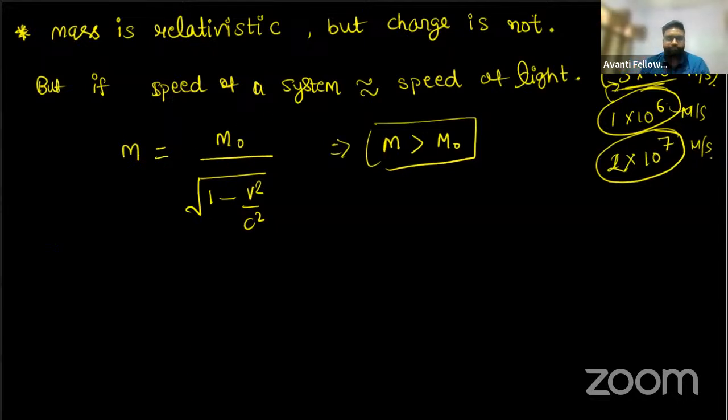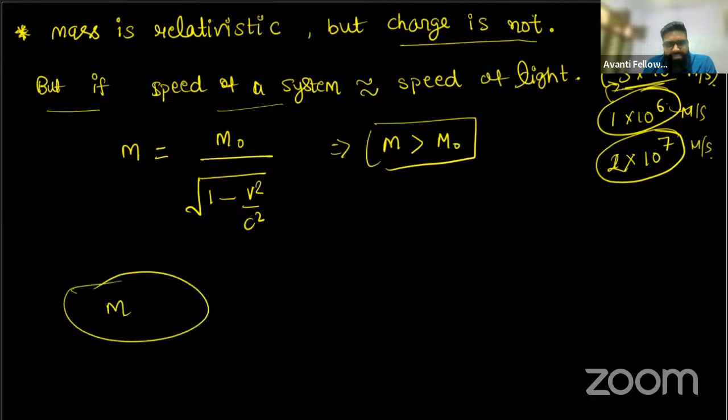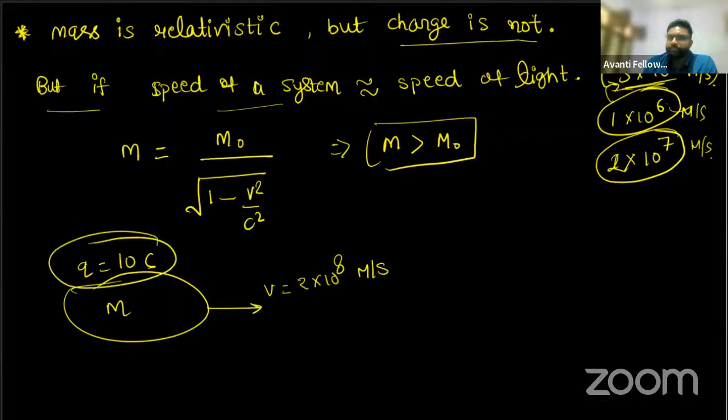Okay? But only mass is showing this property. Suppose that particular system, which is having a mass m, moving with a speed of 2 into 10 raised to the power 8 meter per second, has a charge of 10 coulomb. So this charge will remain same. This charge will not be affected by the speed. Okay? So that is an important thing you can consider. Got it?